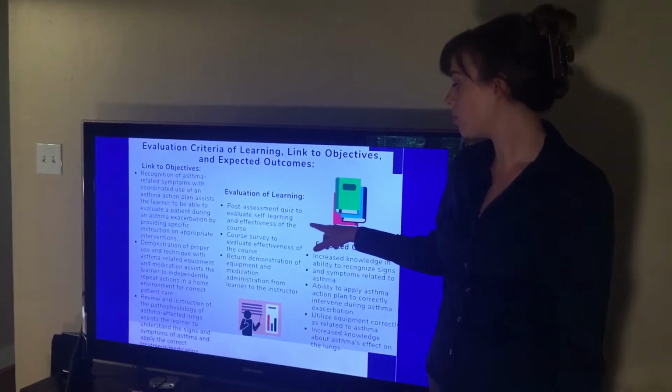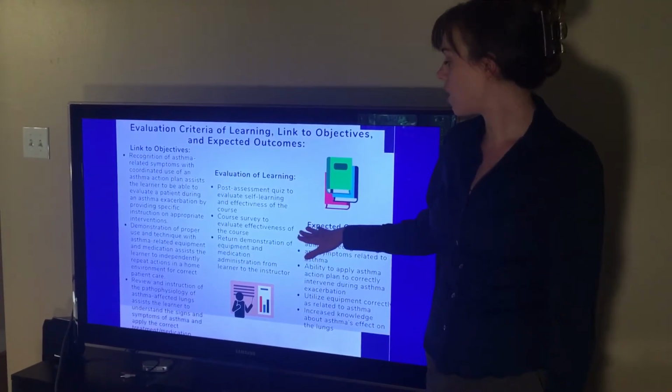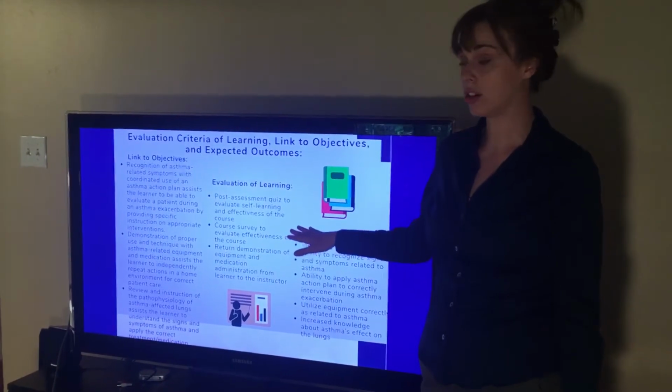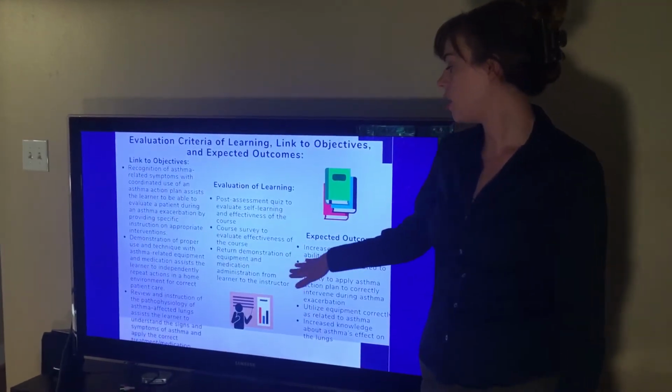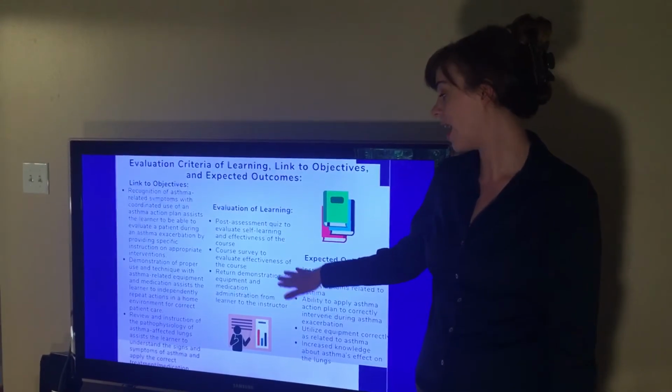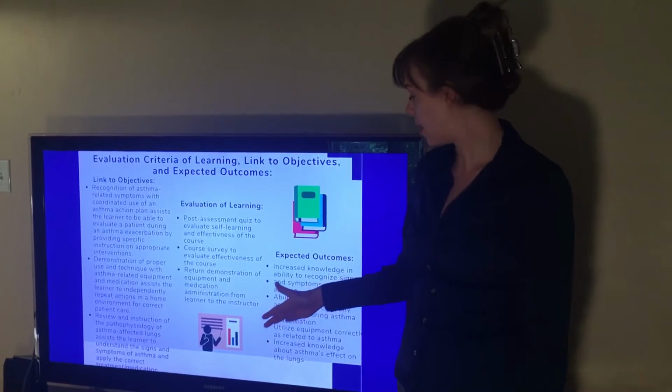Evaluation of the learner would be the post-assessment quiz, and a course survey or evaluation that I generated to make sure that the learner felt like they learned something new in the class, and then ensuring that the instructor reviews the return demonstration of each learner so that they understand the equipment and the use of medication.